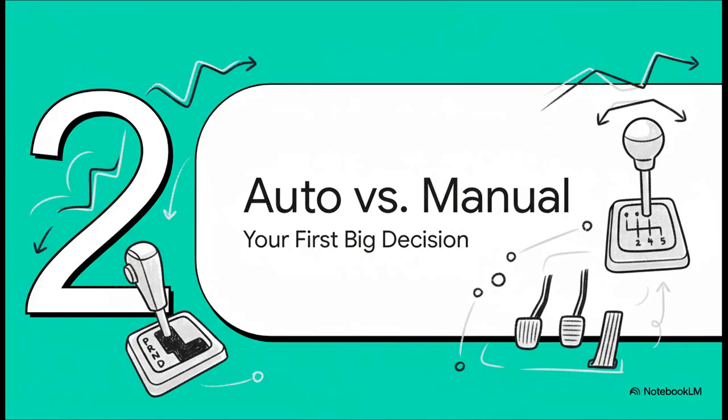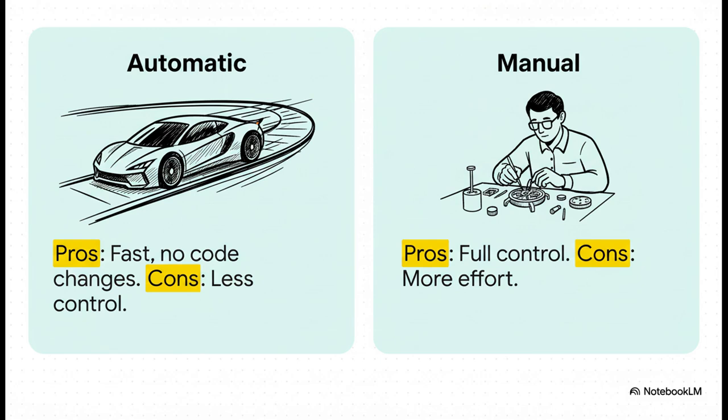Okay, let's get to your first big decision. It's a lot like choosing between an automatic and a manual car. One is super easy and gets you where you're going, no problem. The other gives you precise, granular control over every single gear shift. Neither one is wrong, they're just for different situations. And the real pros, they know how to drive both. So it all comes down to understanding this trade-off.